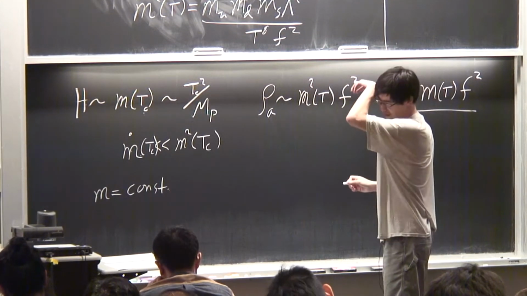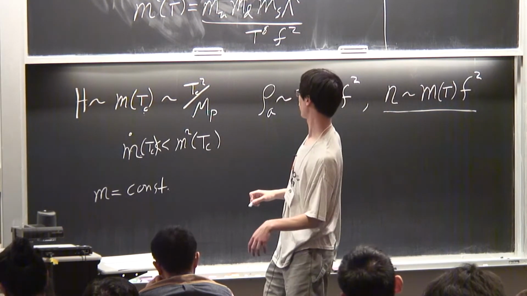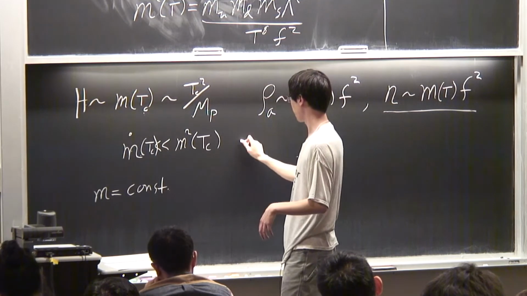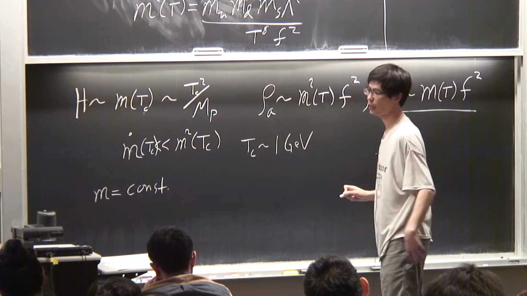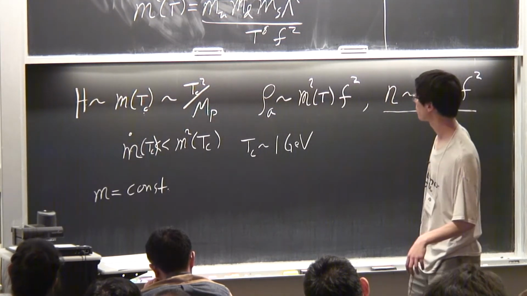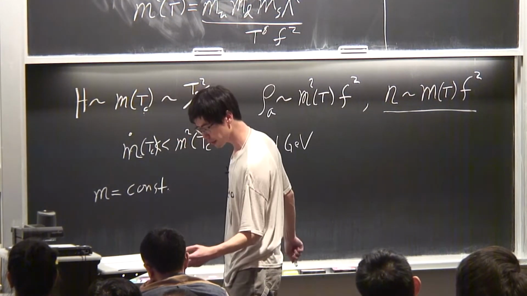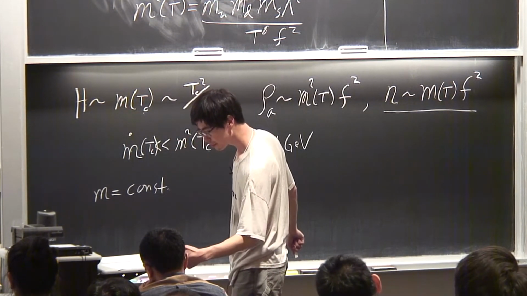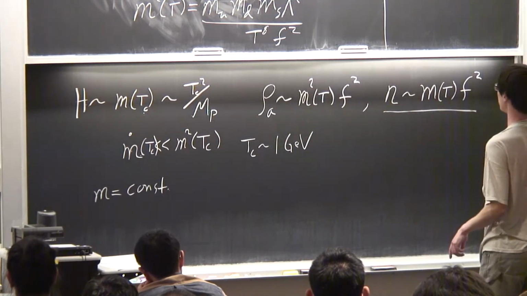When you solve this, it turns out to have lots of ugly powers. So I'm just going to tell you the answer is that T critical is about 1 GeV and doesn't have strong dependencies on things like F. So that gives you T critical.